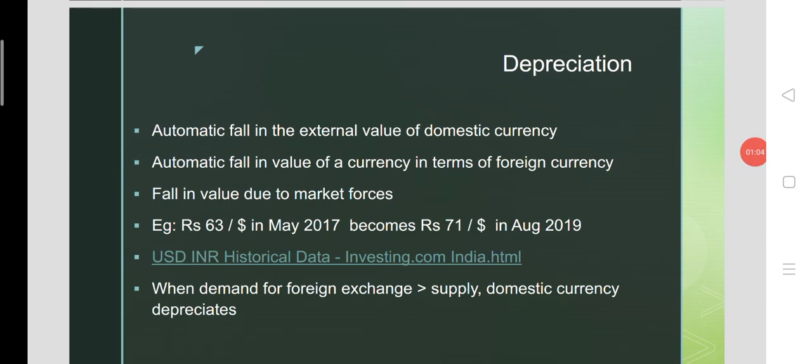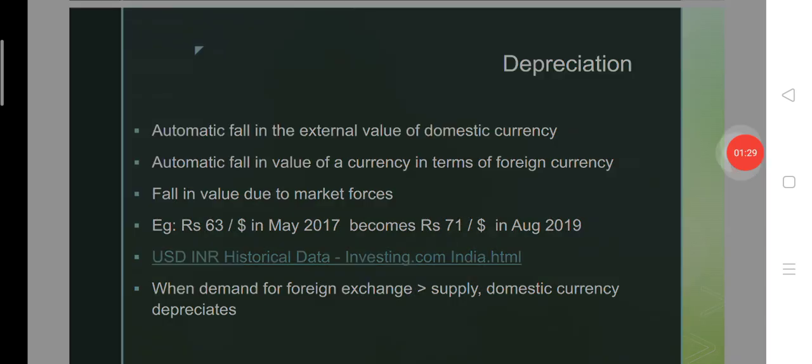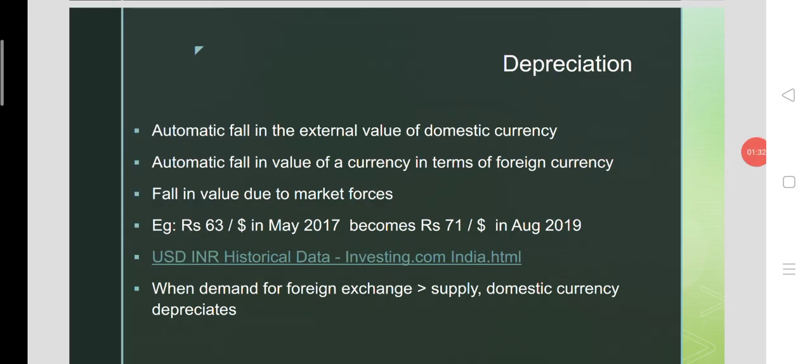First one is depreciation of the currency. Depreciation is the automatic fall in the external value of the domestic currency, or this is the automatic fall in the value of the currency in terms of foreign currency. This is due to the market forces of demand for and supply of foreign currency in the foreign exchange market. So depreciation refers to the fall in the value of a country's currency in terms of foreign currency due to the impact of market forces of demand and supply.